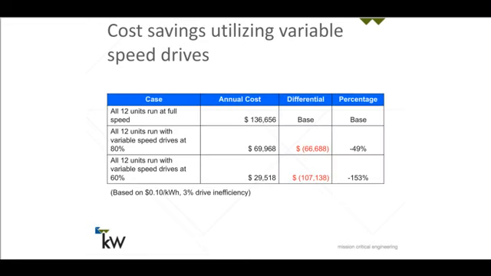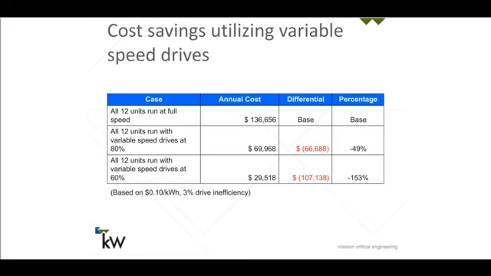So if you're running all 12 units at full speed, you're looking at an annual cost of $136,000 per year. If you run all 12 units at 80%, your cost is reduced almost in half, down to $69,000, right? Because you're reducing your energy by the cube of the speed reduction. If you take those 12 units and operate at 60%, your fan energy drops to $29,000.